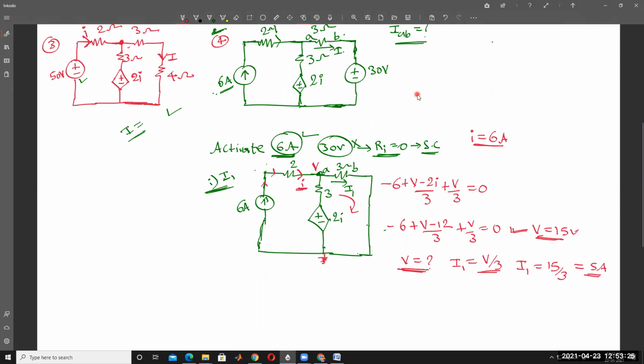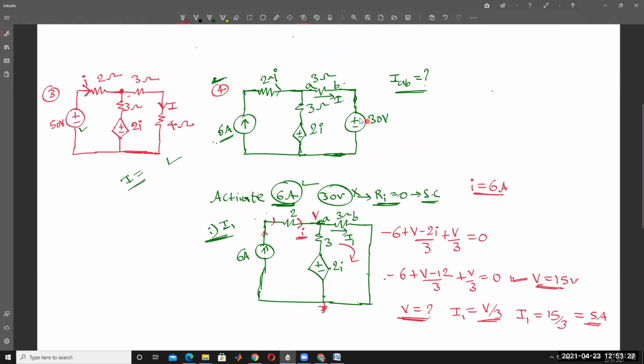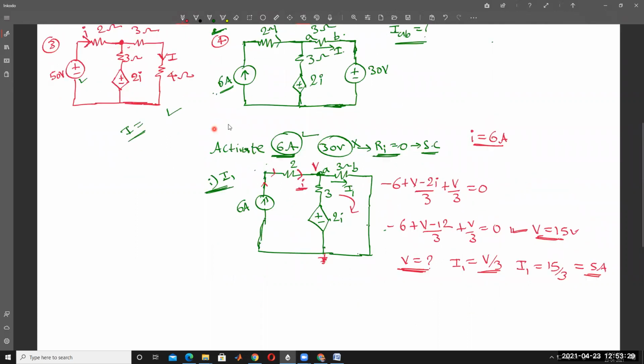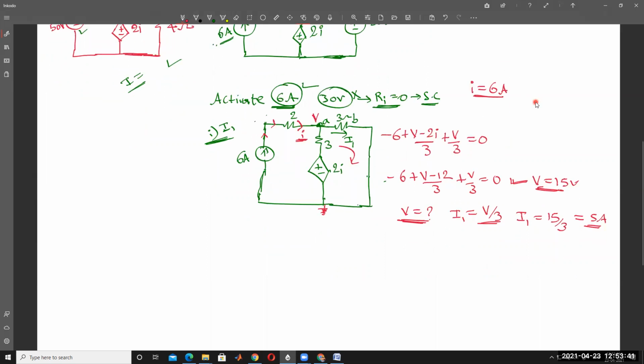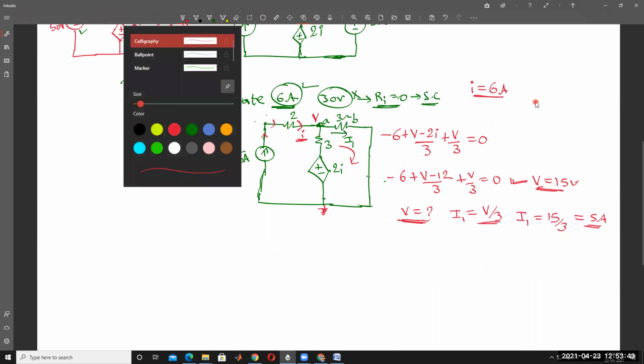Similarly, activate this voltage source and deactivate this current source, and find the current I. So what is the circuit current I2? First, for example, for current I2.